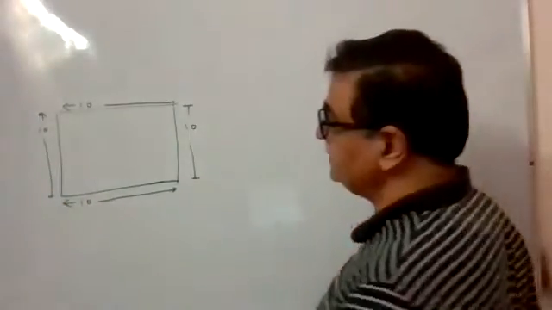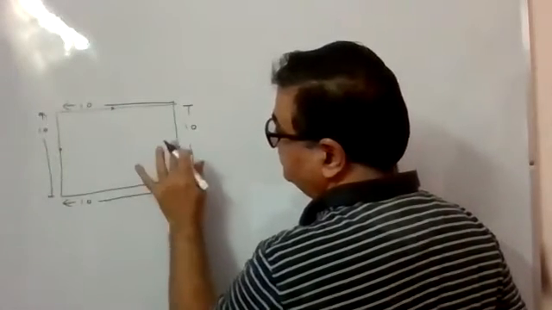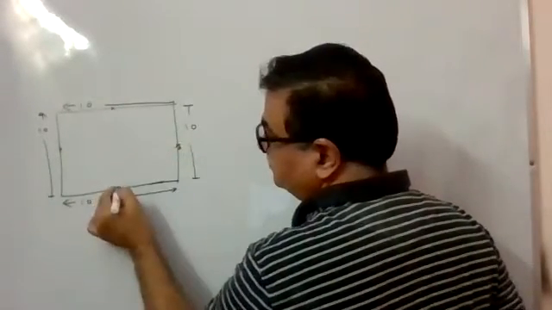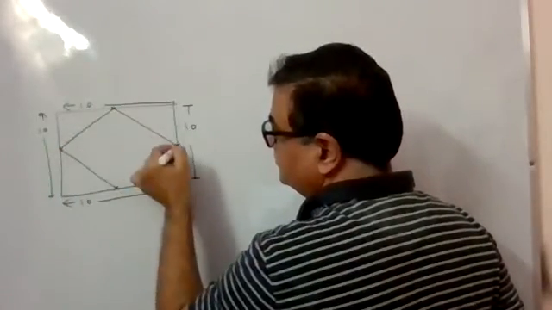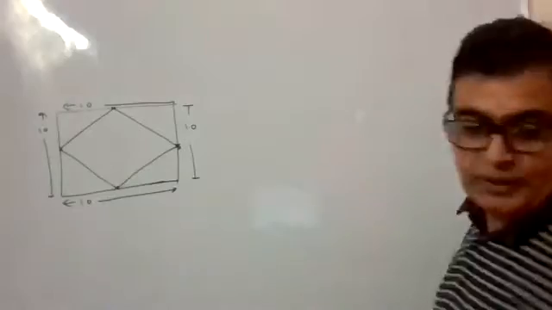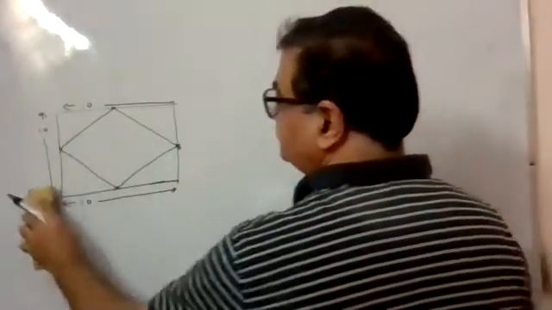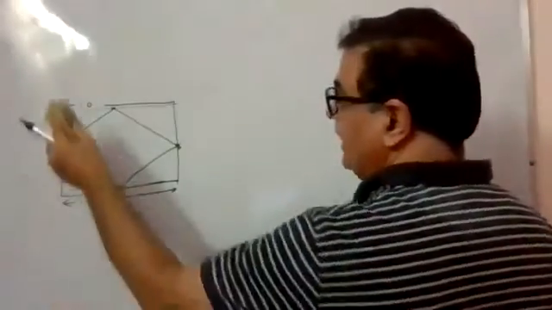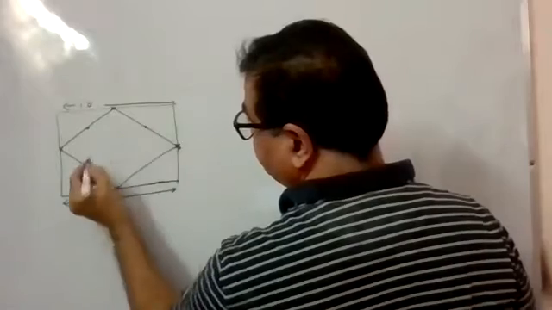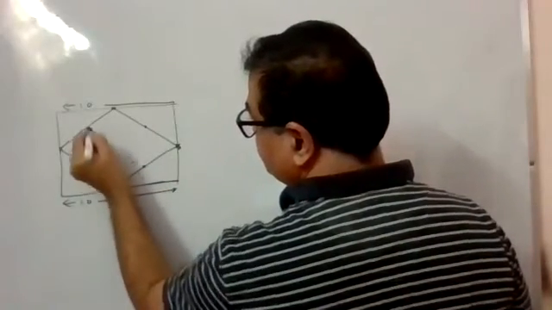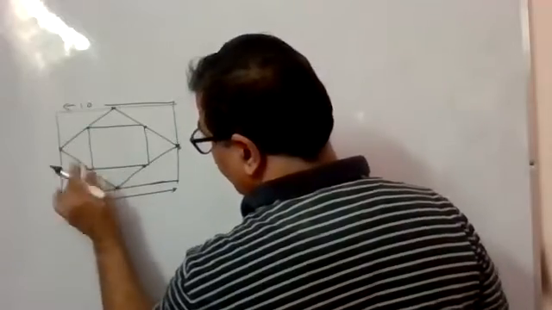What does the question say? You just take the midpoint of all the sides and join it. You will get a square. Okay? Then we will take another midpoint joining. It will give another square to us.